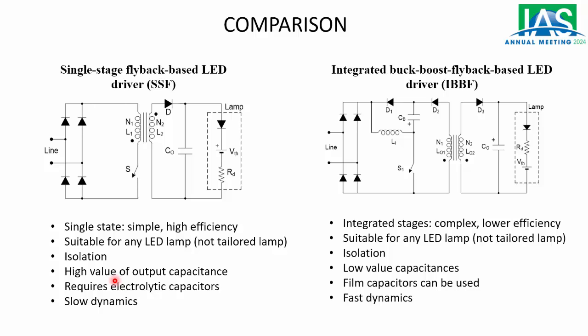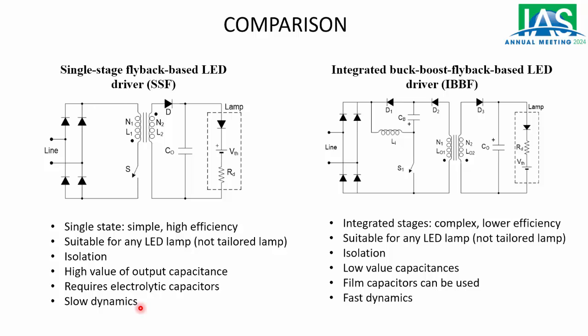So usually because of this high capacitance we need an electrolytic capacitor at the output in order to have this very high value of capacitance in a small volume. And also another issue is that due to this very high capacitance, the dynamics of this converter is extremely slow. The bandwidth is something like a few hertz.